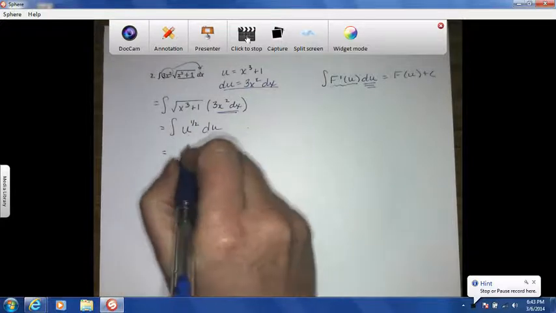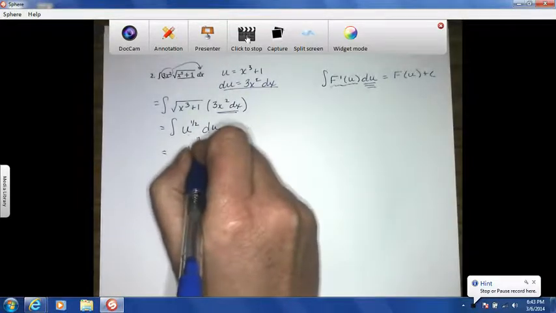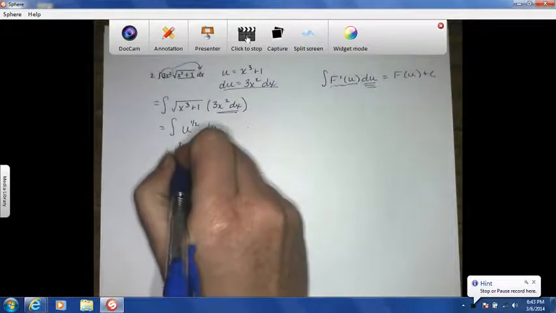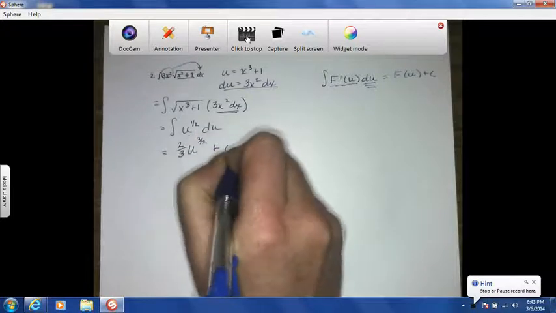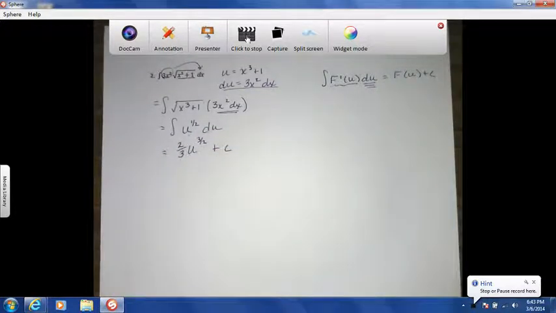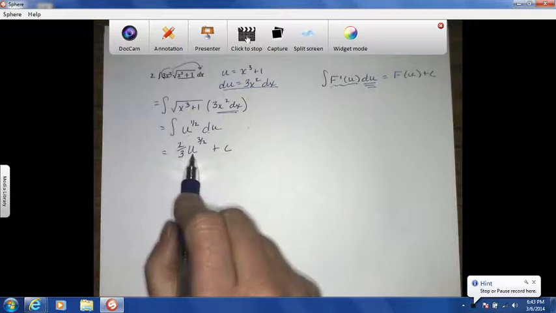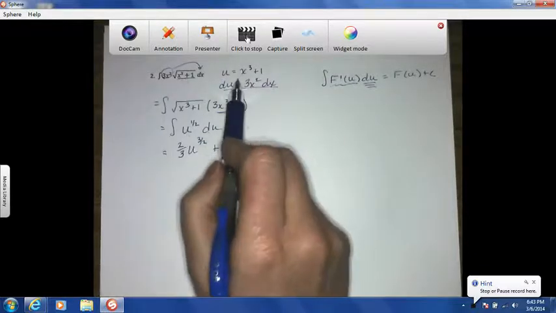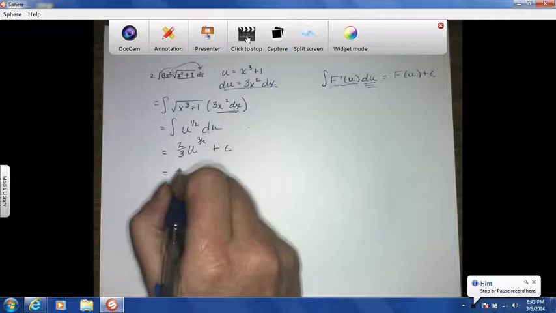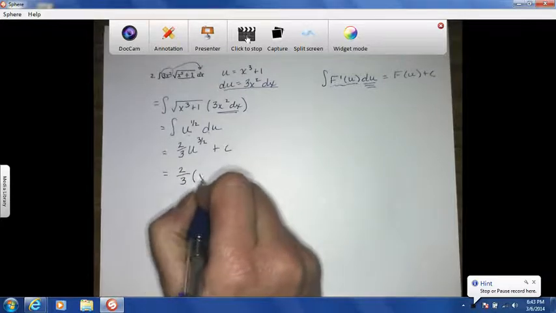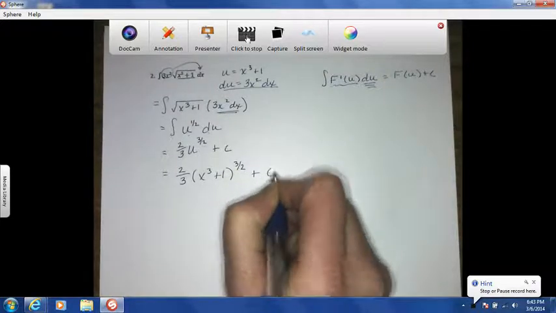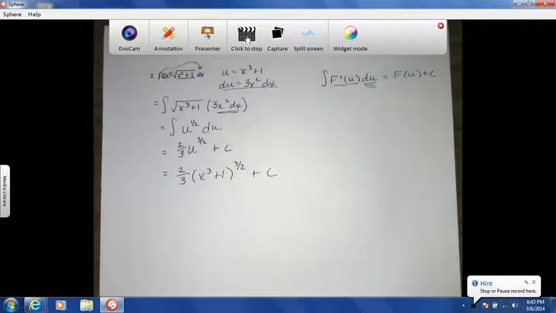So the power rule says we're going to add 1 to the exponent. That brings this exponent up to 3/2. Divide by the new exponent. That gives me a coefficient of 2/3. And then plus our constant of integration. The last thing we need to do is to go back to the original variable. Right now, my substitution variable of u is in my solution. I need to go back to my original variable of x. So I am going to go back and substitute x cubed plus 1 to the 3/2 in for my u. And there's our answer.